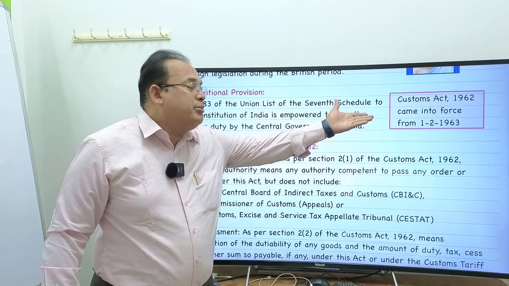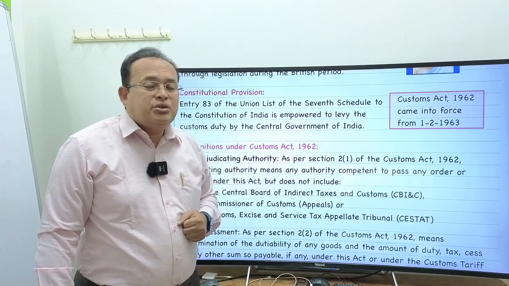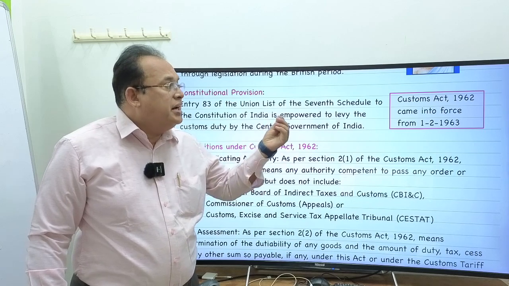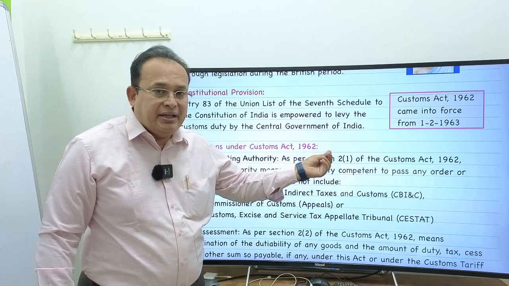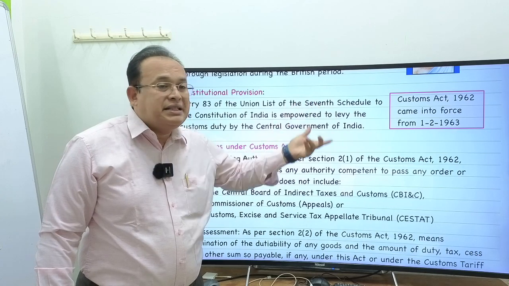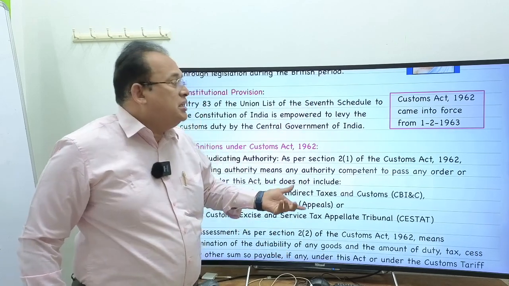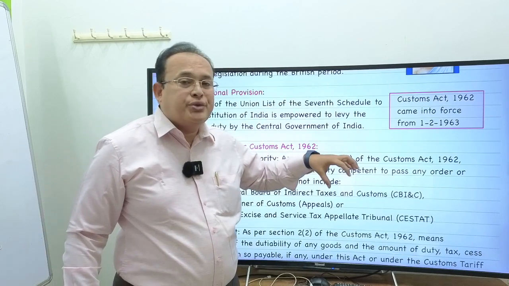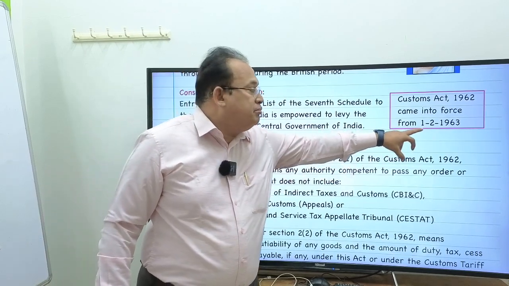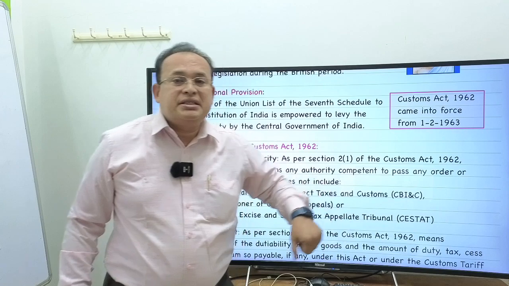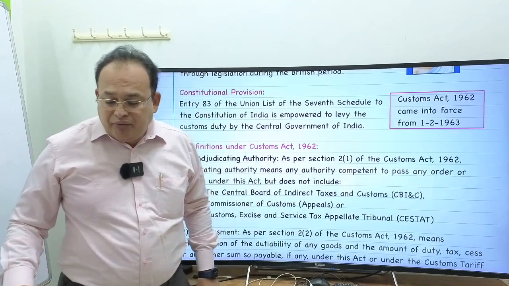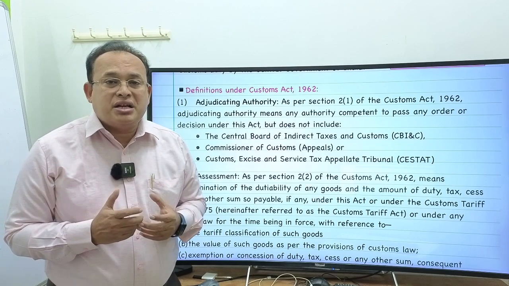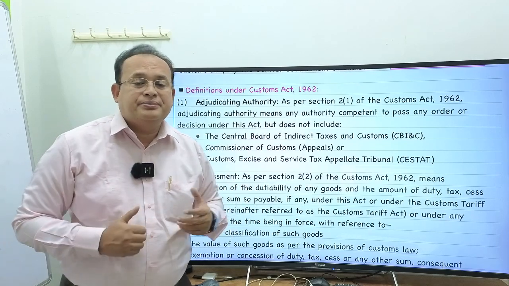And the Customs Duty was brought into force to levy in India from 1st February 1963. Though the Act was enacted in the year 1962, the levy of duty of customs was brought into force from 1st February 1963 onwards. We have some definitions which are important to note at elementary level, at intermediate level.